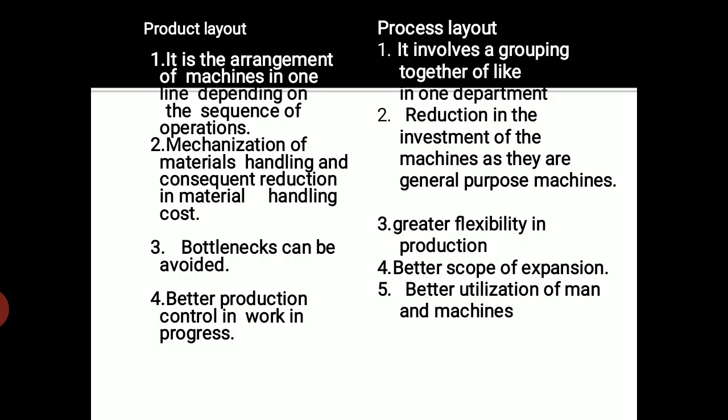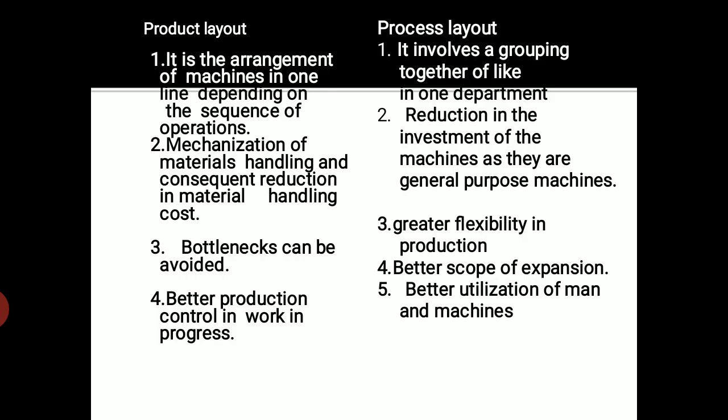All right, number one here, it involves a grouping together of the like in one department. That means like machines in one department. What is the speciality of process layout? Same functioning machines are in the same group, right? Next is reduction in the investment of the machines as they are general purpose machines. Very important. There is reduction. We hardly have machines of a specific type or specialized machines. There are more or less generalized machines, so investment comes a little bit down.